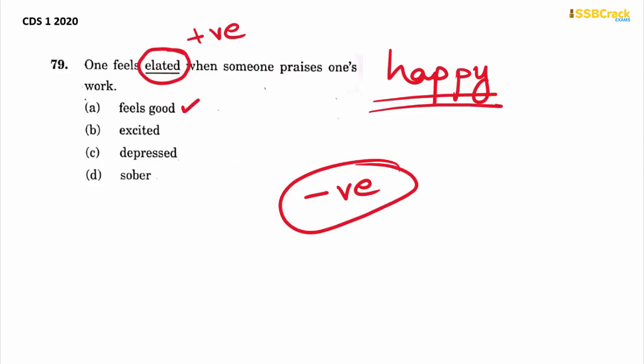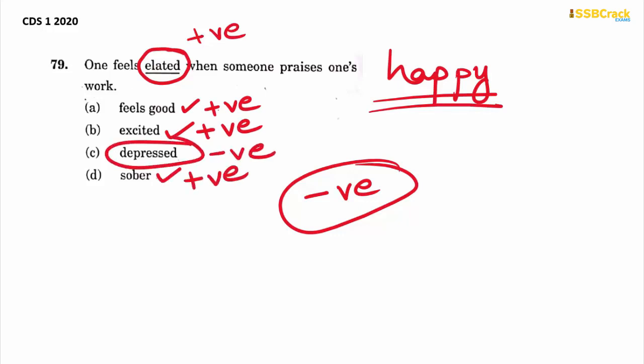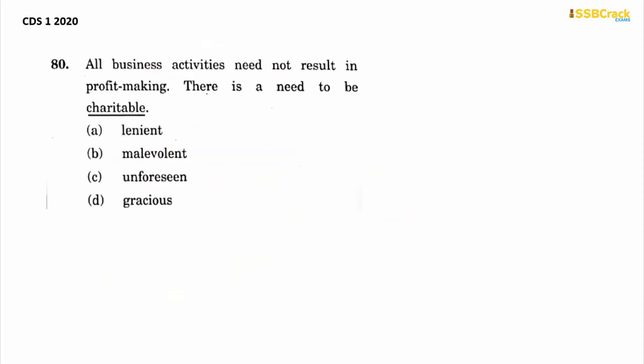So, feels good is a positive word. Excited is a positive word. Sober is a positive word, while depressed is a negative word. So, here you are with the antonym of elated. Option C, depressed. And the last question from the antonym section of the CDS 1 2020 English question paper.